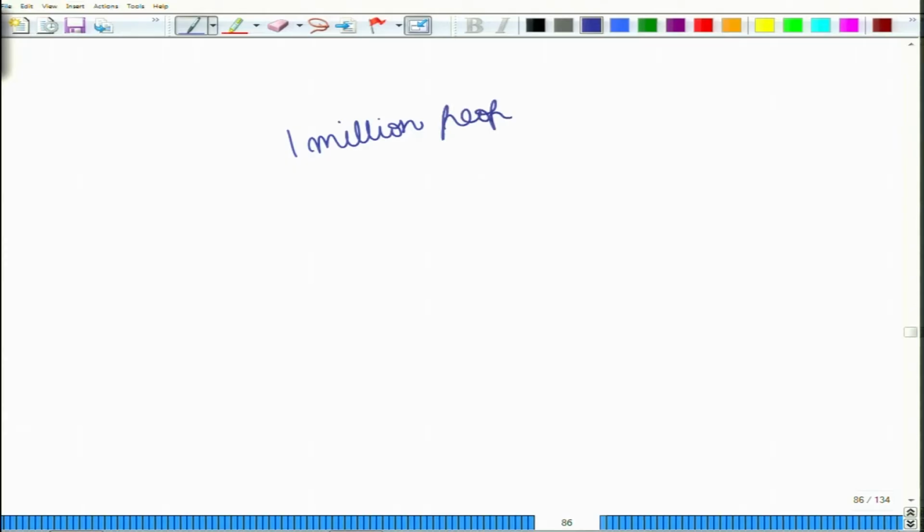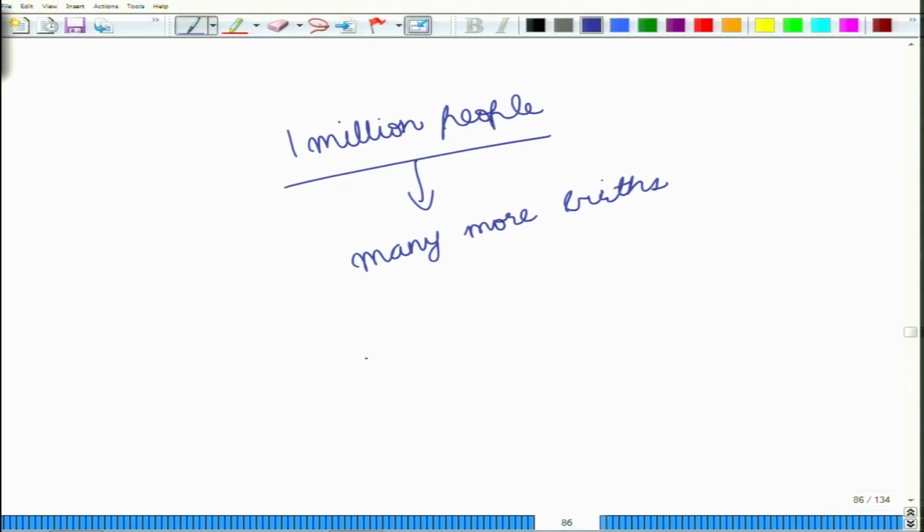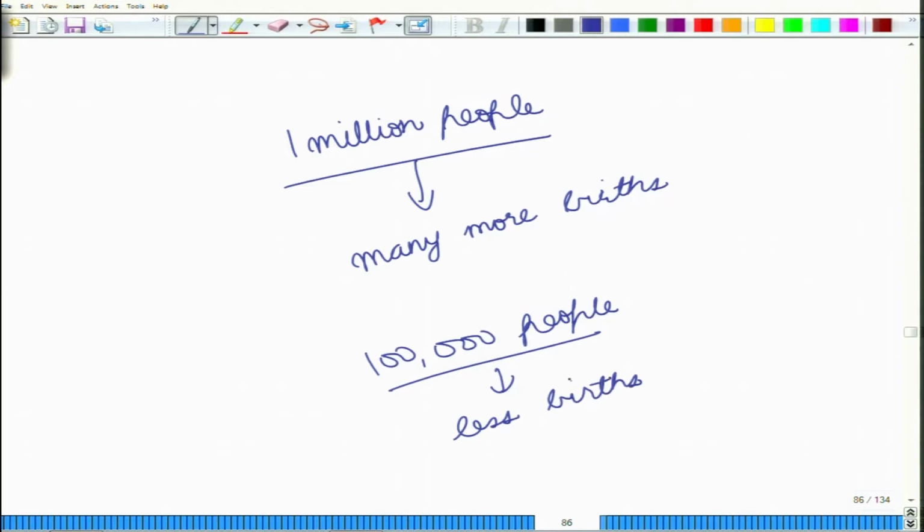So, essentially if you have a situation in which you have 1 million people, in that case you will have many more births as compared to a situation in which you only have say 100,000 people. In this case you have a smaller number of births, because in the case of a smaller population you have a lesser number of females that are pregnant at any point of time or are producing offsprings, because the females of any population that are very young or that are very old will not be producing offspring.